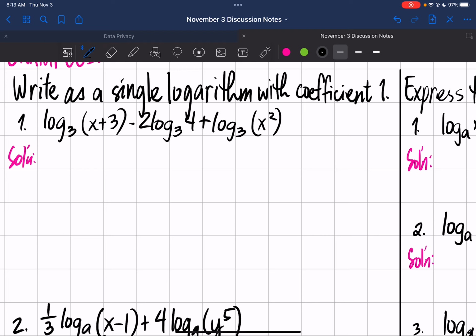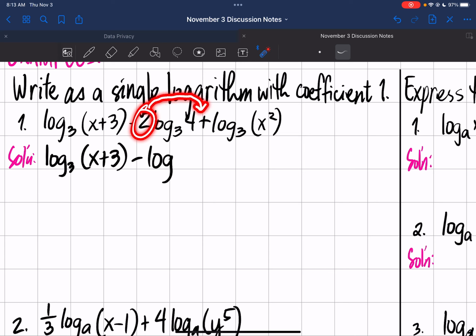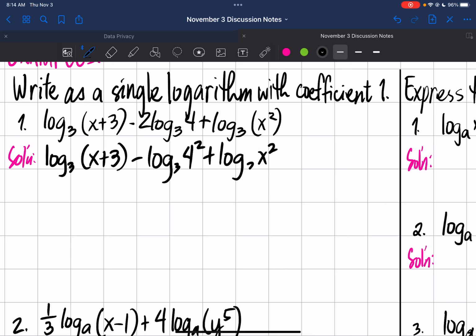So, pinakauna natin gagawin class, let's combine all of them. But before that, unahin natin nito class since meron siyang coefficient na hindi 1. So, the first one, kung gagamitin natin yung power rule, we'll get here log base 3 of x plus 3 minus this one class, by the power rule, ipapasok natin siya sa loob, tapos magiging power na siya nung 4. So, this is log of 4 squared base 3 plus log of x squared base 3.